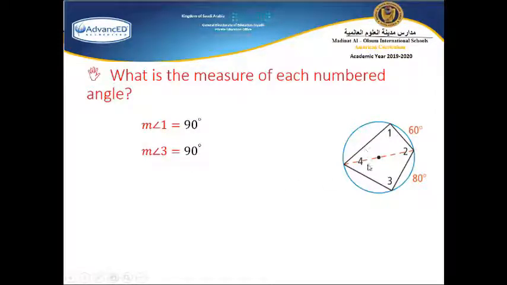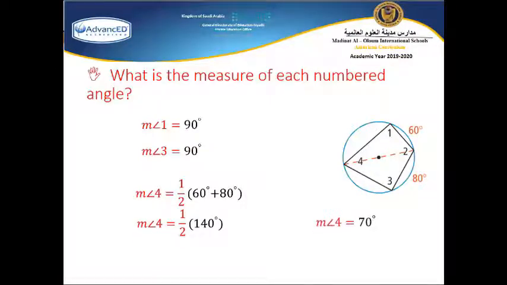By finding the measure of angle 4. The measure of angle 4, this is inscribed, intercepting the arc 60 plus 80, then equals half the measure of the intercepted arc 60 plus 80. Then the measure of angle 4 equals half of 140, which equals 70. And we know that the measure of angle 2 is supplementary to the measure of angle 4, then the measure of angle 2 equals 180 minus 70, which equals 110.